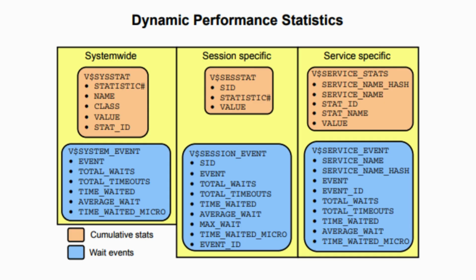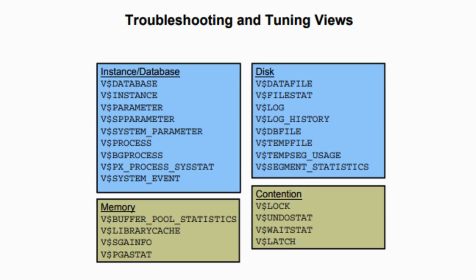All the possible wait events are cataloged in the $event_name view. All statistics are cataloged in the $statname view. Approximately 480 statistics are available in Oracle database. In the slide, some of the views that can help you determine the cause of performance problems or analyze the current status of your database are listed.